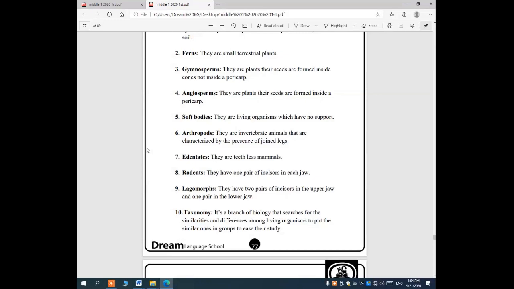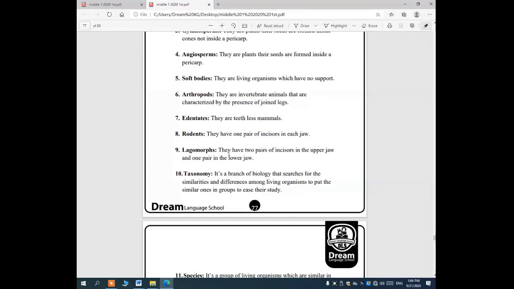We have something called rodents. Rodents are animals that have one pair of incisors in each jaw. We have lagomorphs. Lagomorphs are animals characterized by two pairs of incisors in the upper jaw and one pair of incisors in the lower jaw.